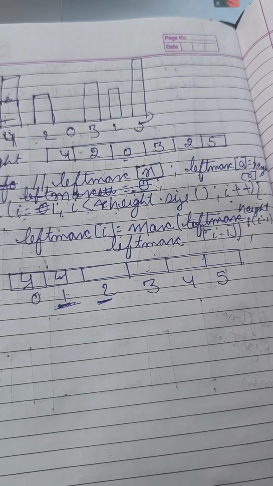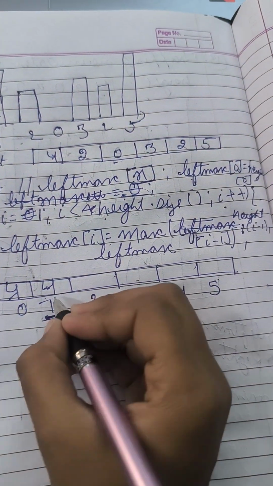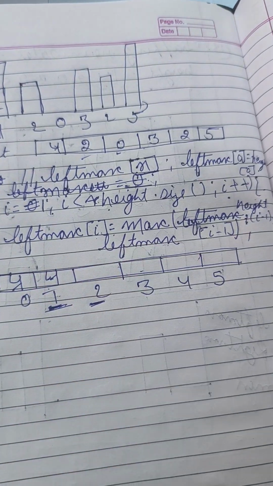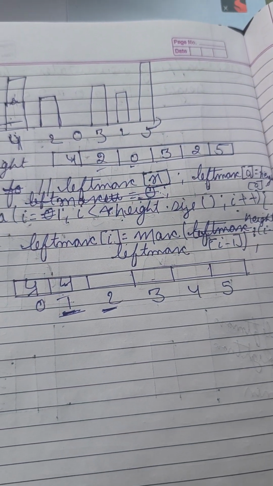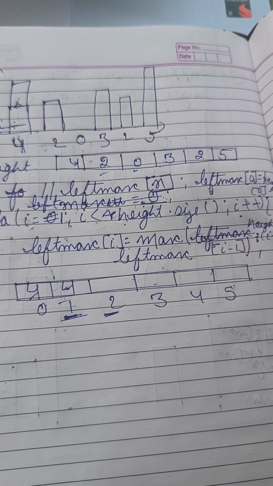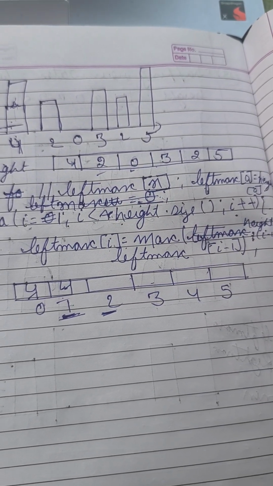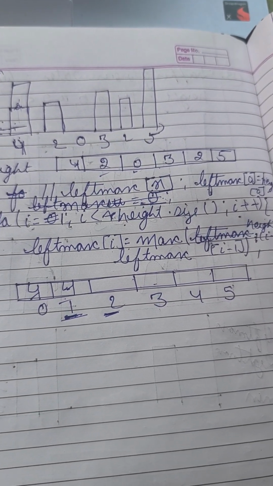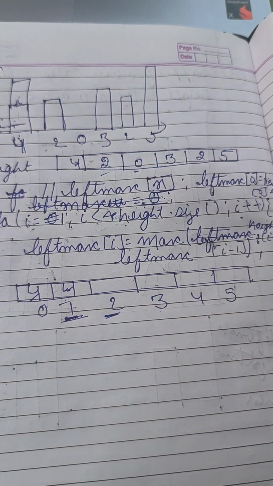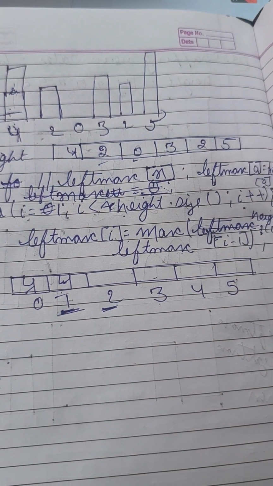Now you would be thinking that every time I'm taking maximum of left max I minus 1 and height I minus 1, why? Because suppose a student is standing in the line, and suppose there are 3 students: Ram, Shyam, and one more name, Ghanshyam. Shyam is in between, and before Shyam, Ram is smaller in height, and after Shyam, Ghanshyam is taller than him.